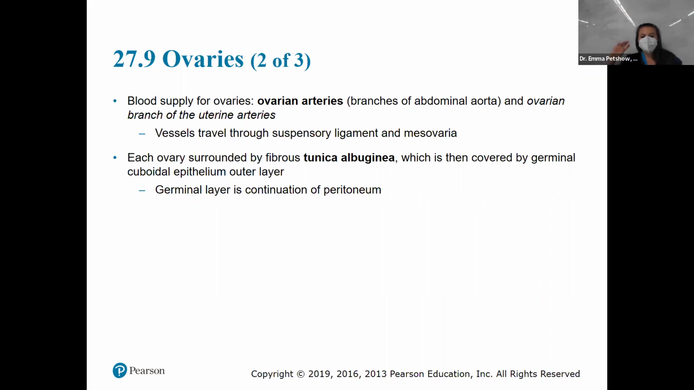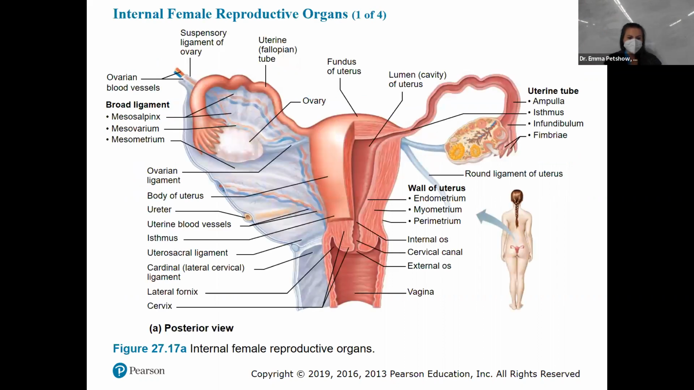Every ovary is surrounded by a fibrous tunica albuginea, which we've seen before in our male testes, which is great. It's covered then by this germinal cuboidal epithelial outer layer. The germinal layer is a continuation of the peritoneum. So you could think about the peritoneum becoming this germinal layer, and then there's a fibrous tunica albuginea that covers our ovary. And here's the picture that's much better.